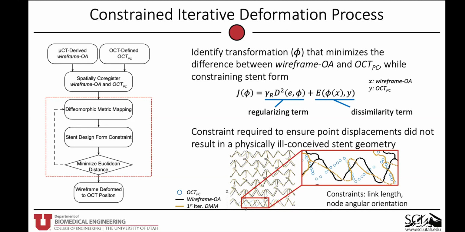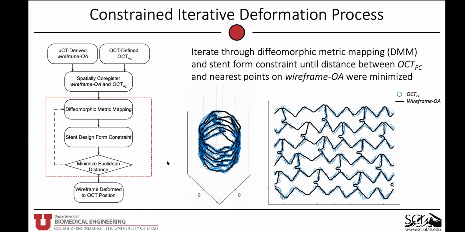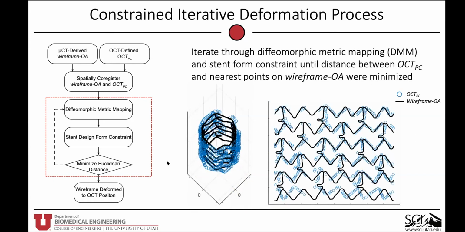We constrained the nodal angular orientation to make sure that our deformation was actually representative of the underlying stent design. And we iterated through this process until we identified a minimum Euclidean distance, a convergent state, where we had actually mapped or warped our wireframe to that point cloud. And this is just a nice image here that tells you what that process is.